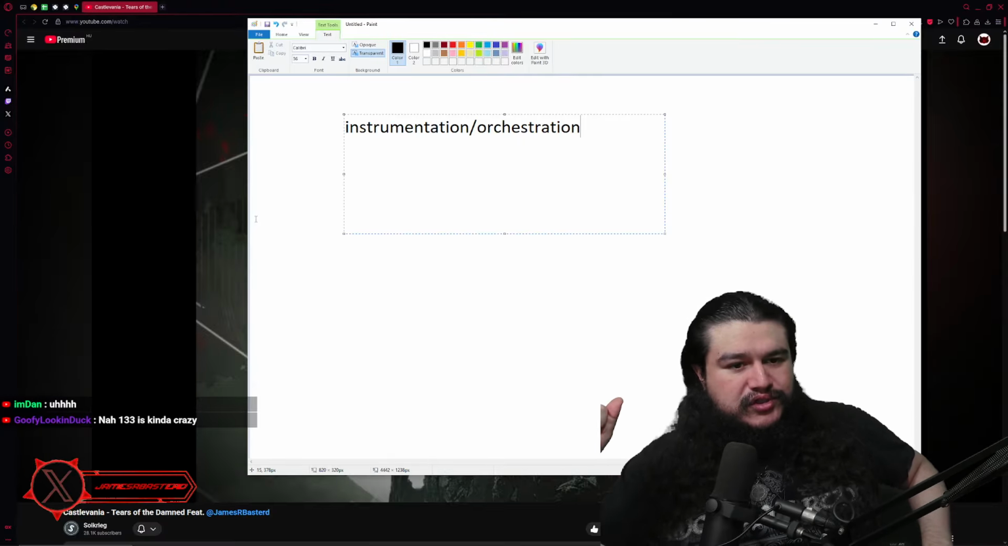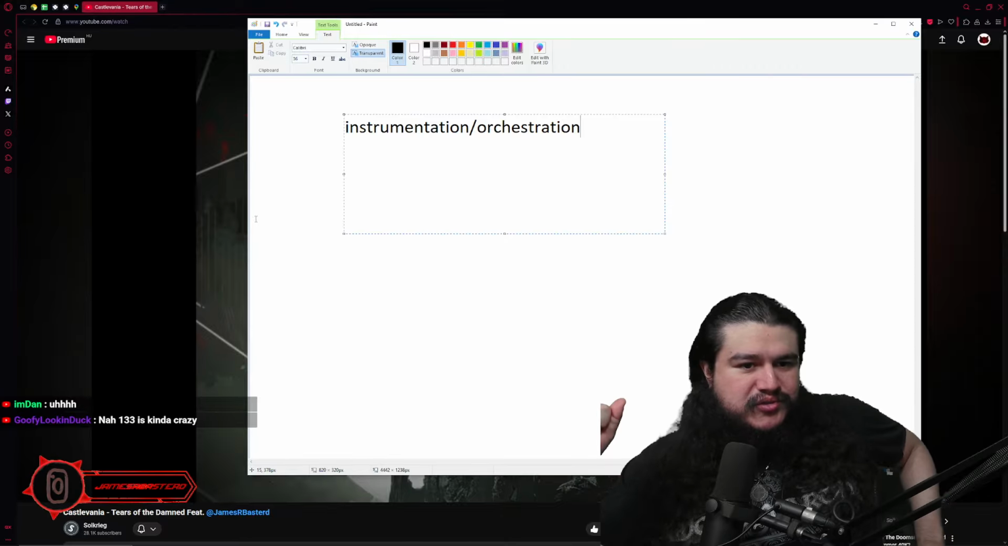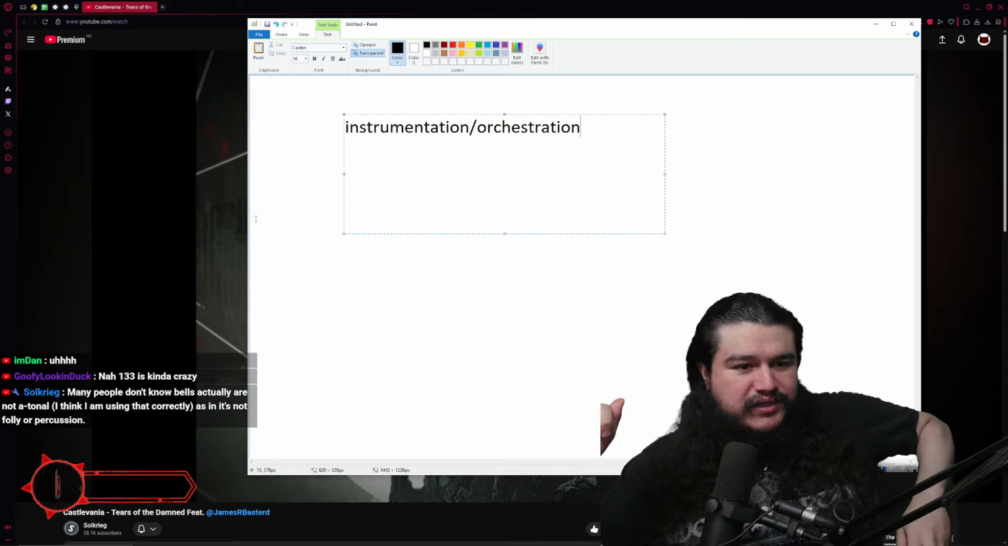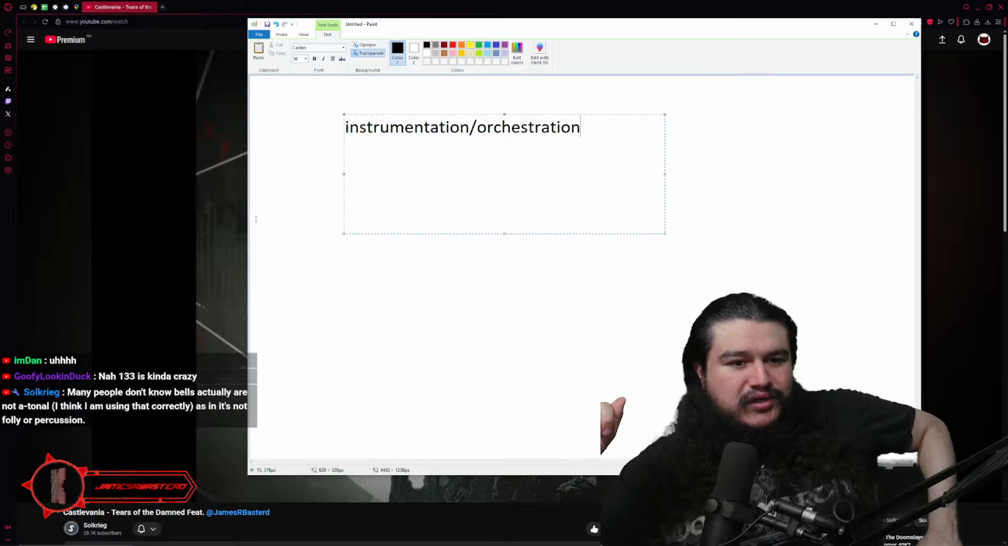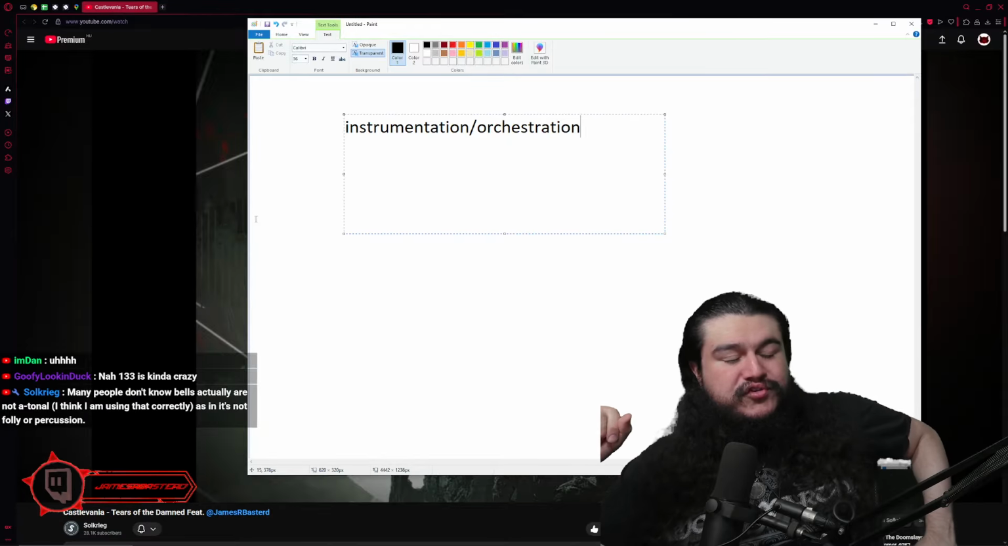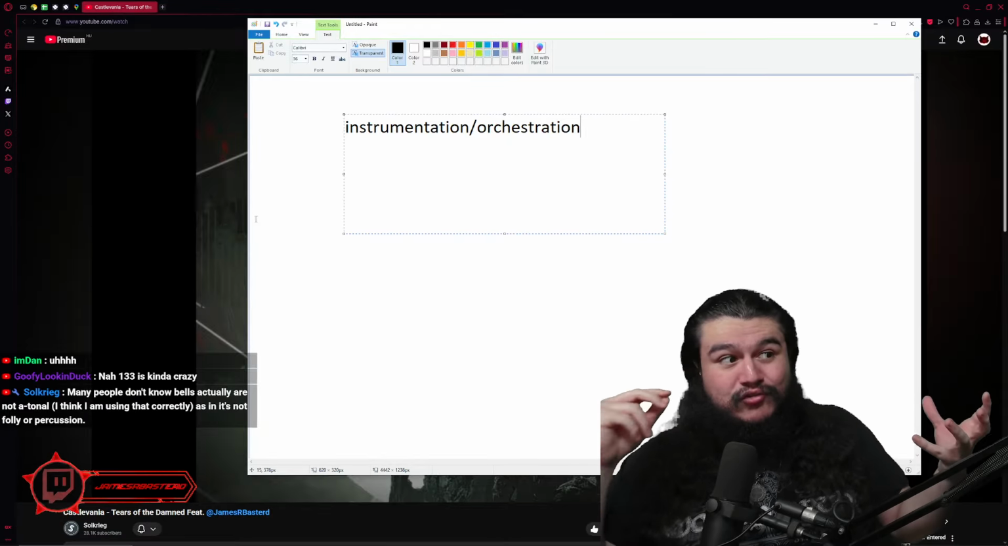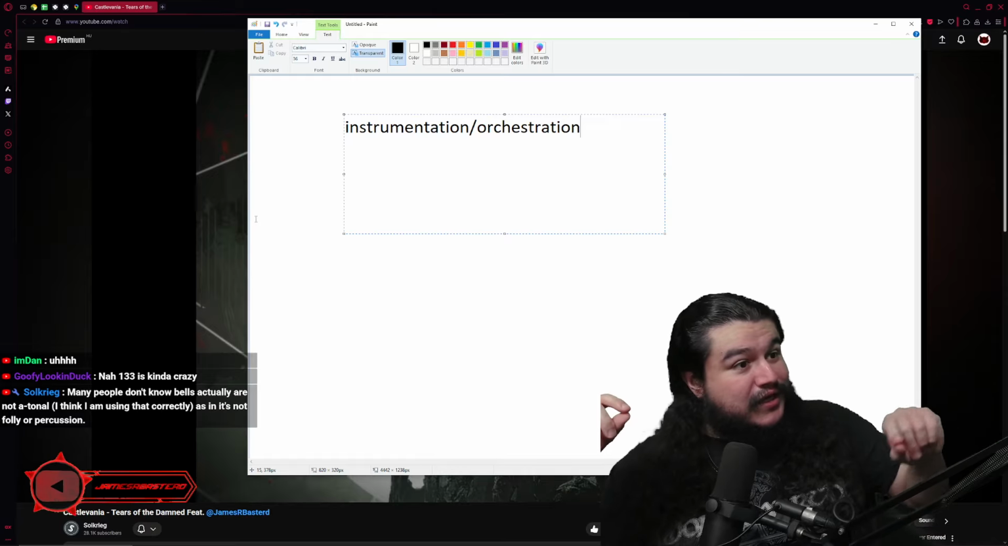So many people don't know bells actually are not atonal. I think I'm using it correctly. Oh, so the bells are actually in tune. Yes. So I'm gonna get to that in a second.